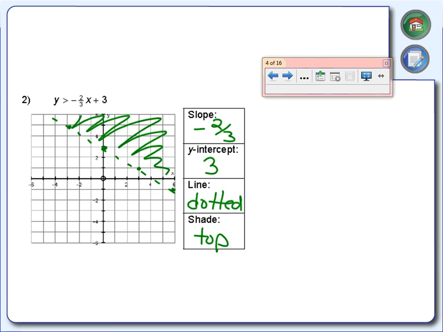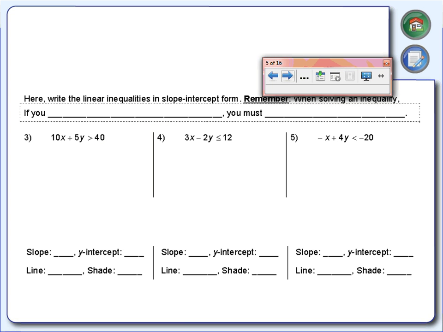All right, so this is the graph of y is greater than negative 2/3 x plus 3. Again, all the ordered pairs that fall within the shaded area represent the solution. So there's lots and lots and lots of answers. So Annika, if I ask you 0, 0, is 0, 0 a solution to that inequality? No. Why not? That's right, because it's not in the shaded area. Only the points that are in the shaded area are solutions. All right, let's keep moving on here.